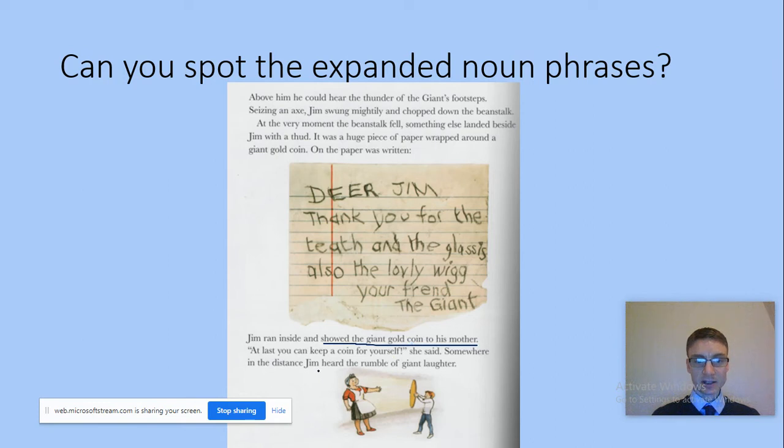And then here, we could say this one. Jim heard the rumble of giant laughter. Heard is the verb, and then we've got giant laughter. And I did say there was one up at the top. Huge piece of paper wrapped around a giant gold coin. Because there's a verb within it, and then you've got your adjective, verb.